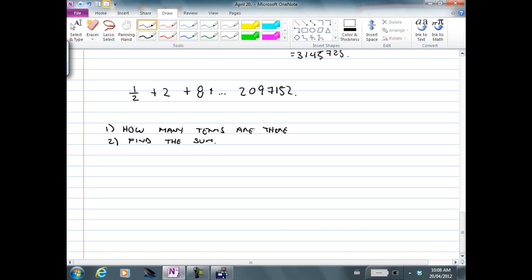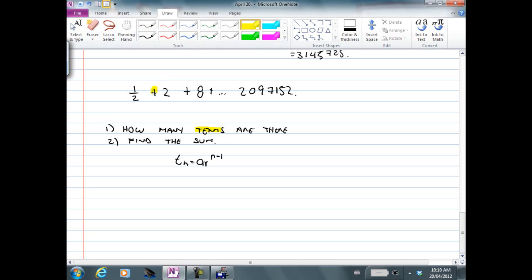I'm going to pause it and let you have a crack at it. See, the first question asks you how many terms. It's not asking you for a sum in any sort of way. If I see the terms, I'm going to use that Tn formula. Tn equals AR to the power n minus 1.